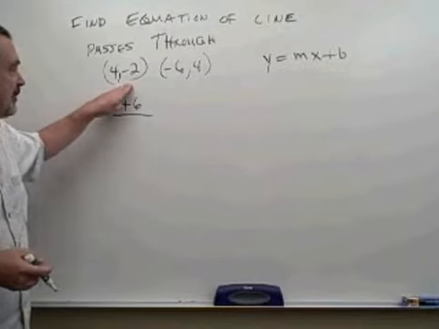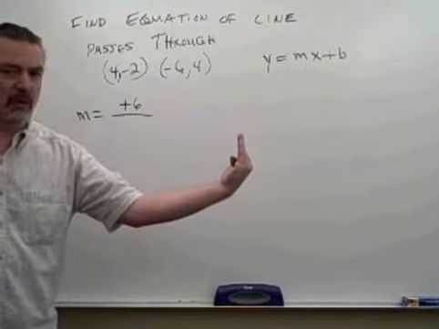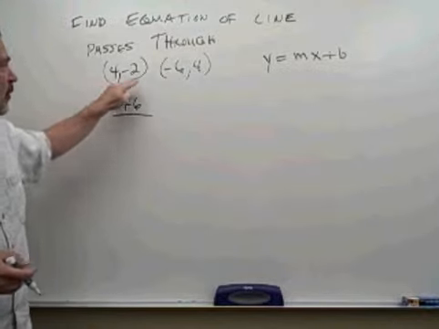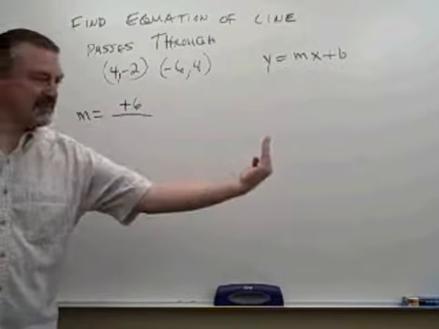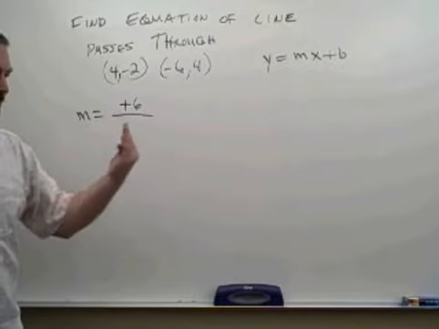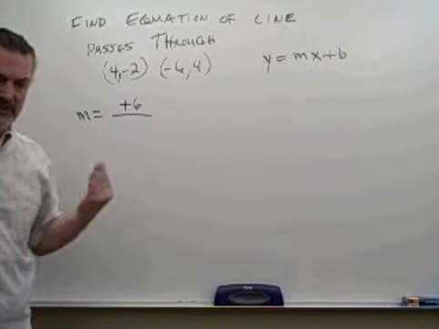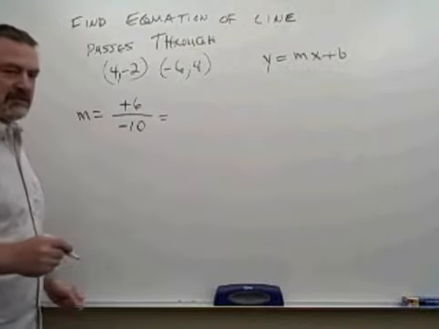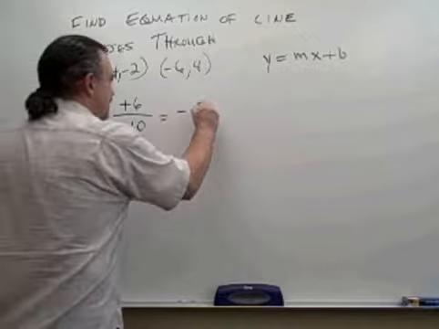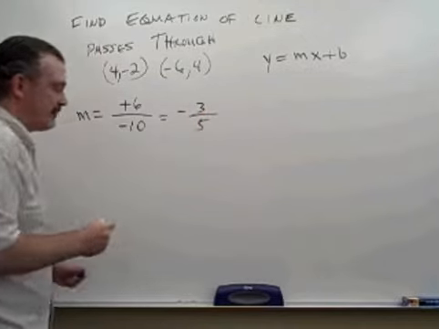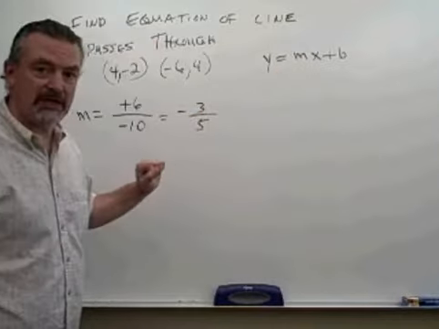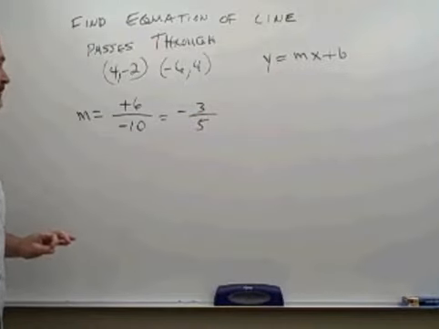In the same time, the x went from being 4 over to being -6. It went from 4 to -6. Well, that's a decrease of 10, isn't it? If you go from 4 to -6, you've decreased by 10. So the slope is -3/5. So the m value to put into our equation is -3/5.